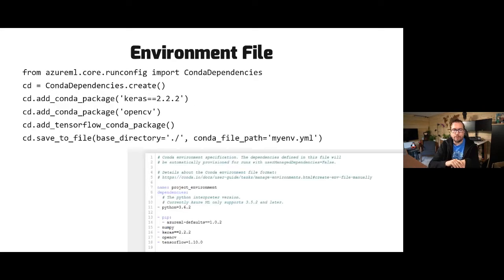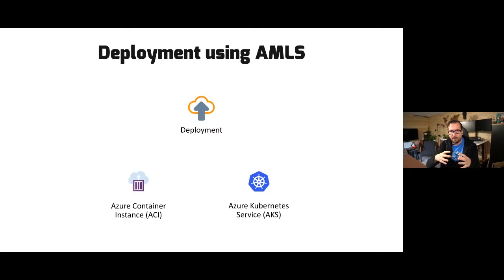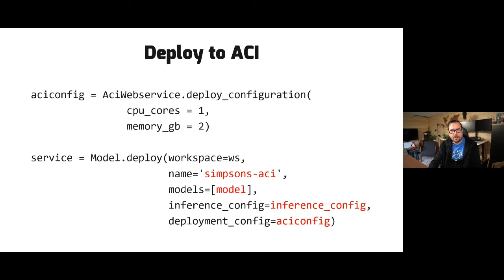Environment file. It's a conda environment file that will specify which packages need to be installed in that container. You combine those 2 into an inference config. So you specify your runtime, it's Python. The script is score.py, and then you have the conda environment file, which will specify how your environment should look like. Then, when you have that, you can specify how to deploy that inference config, that container you have. You can do that to an Azure Container Instance, to an Azure Kubernetes Service, or to the new managed endpoints. So the easiest way is to deploy to an Azure Container Instance.